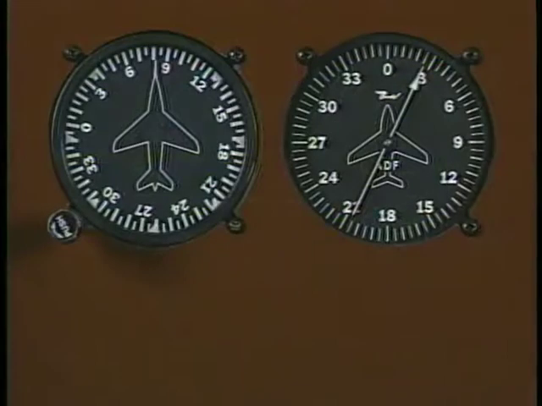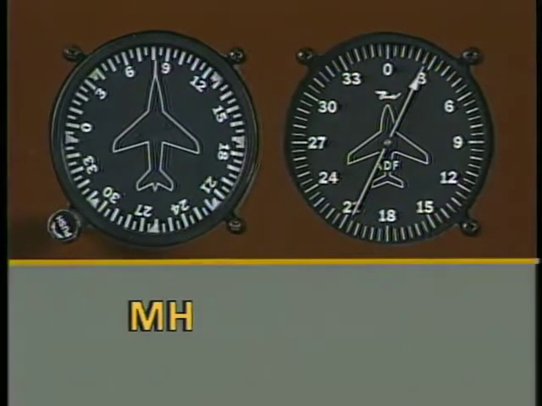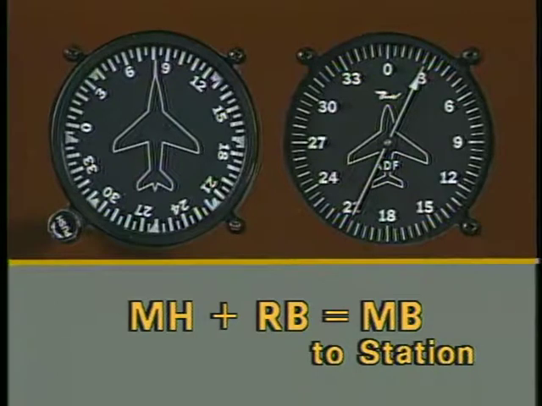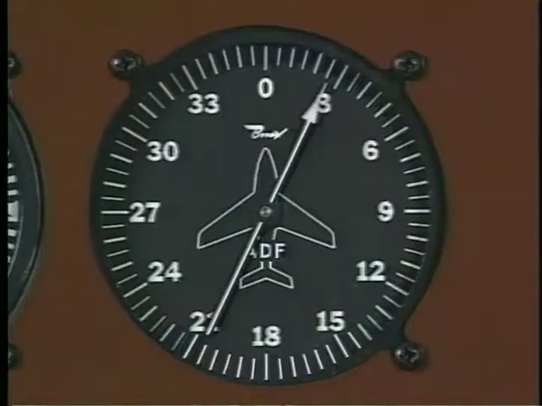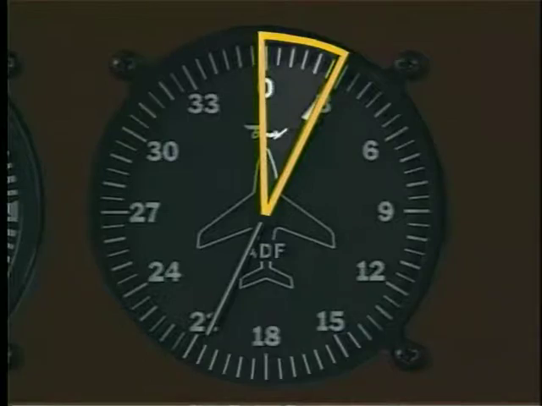If you have a fixed card ADF indicator, you must add your magnetic heading to the relative bearing to find the magnetic bearing to the station. If your magnetic heading is 081 degrees and the magnetic bearing to the station at the intersection is 107 degrees, your indicator should read 026 degrees when you reach Nudo. Notice how this is the same 26-degree relative bearing that you get with a movable card indicator.